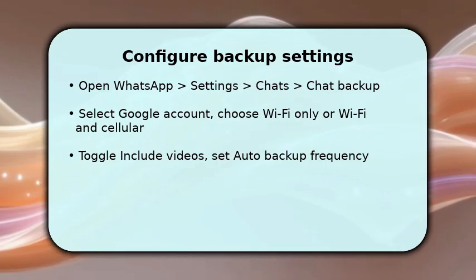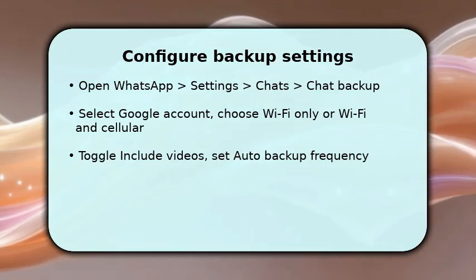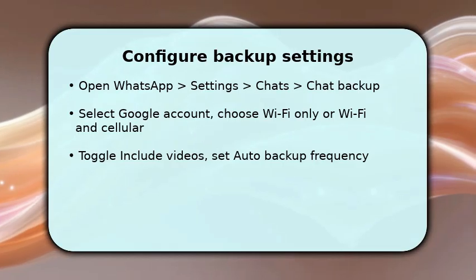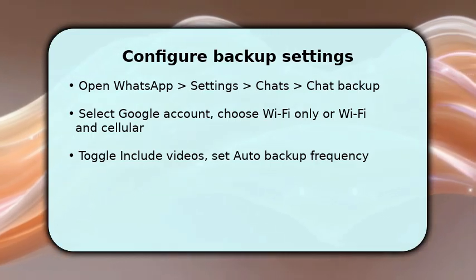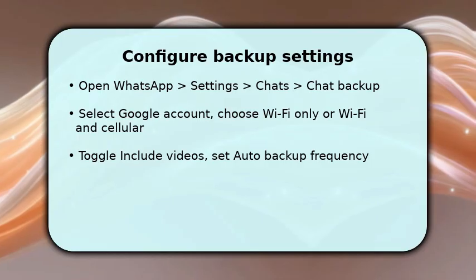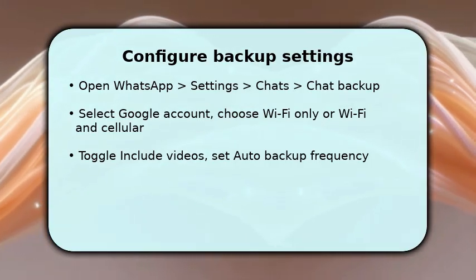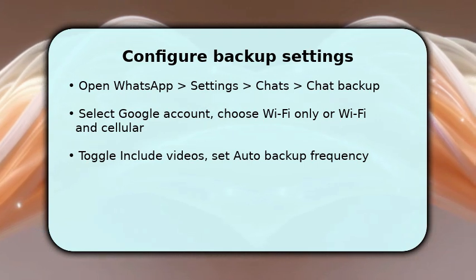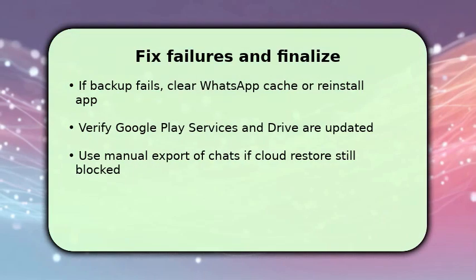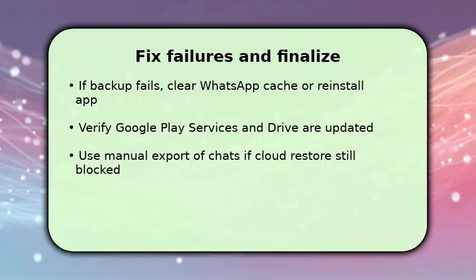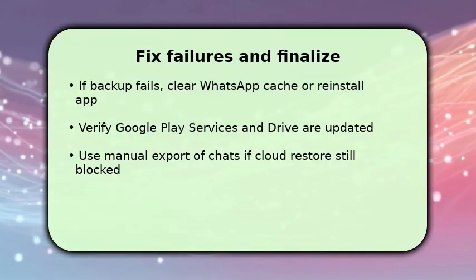Set auto backup frequency to a schedule you want, daily is typical, and choose Wi-Fi only if you want to avoid data charges. Tap Backup to run a manual backup and watch the progress. This creates the initial full archive that subsequent backups will update incrementally. Complete by confirming the backup finished and testing a restore on the same or a spare device.